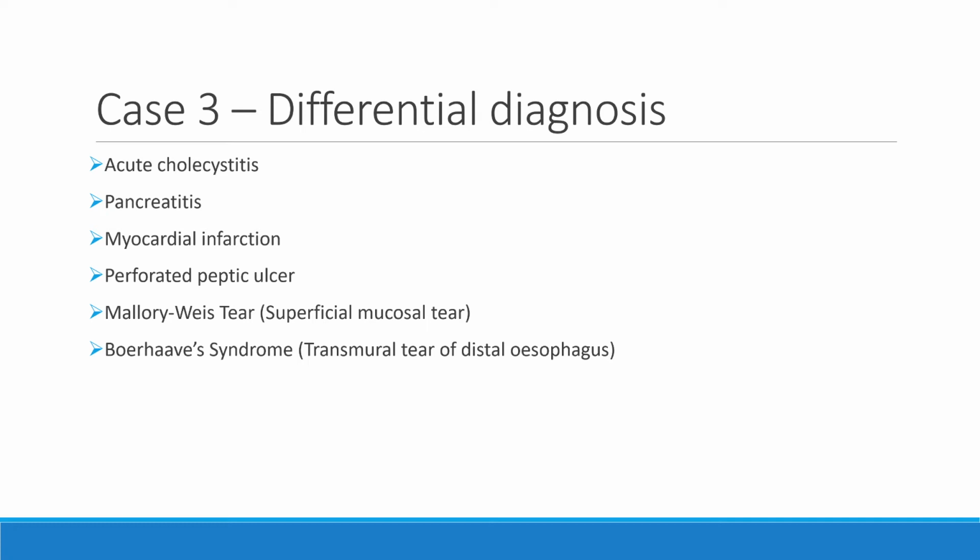He's also been vomiting, so it could be a Mallory-Weiss tear, which is a superficial mucosal tear of the esophagus, or Boerhaave syndrome, a transmural tear of the distal esophagus. There's this triad for Boerhaave syndrome, which is vomiting, abdominal or chest pain, and subcutaneous emphysema. However, it's usually absent, so it's very difficult to diagnose patients with Boerhaave syndrome based on just the clinical findings.